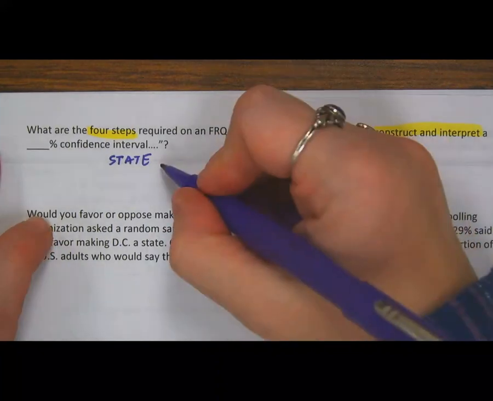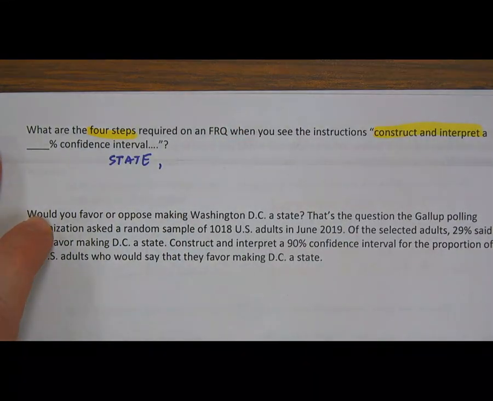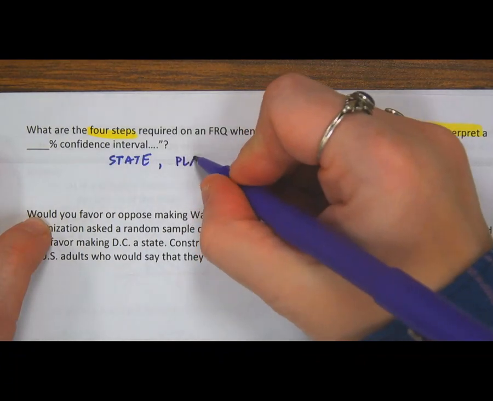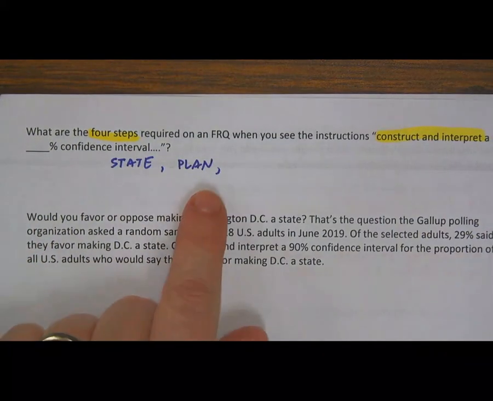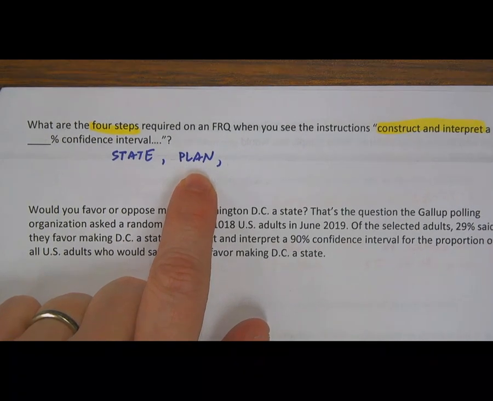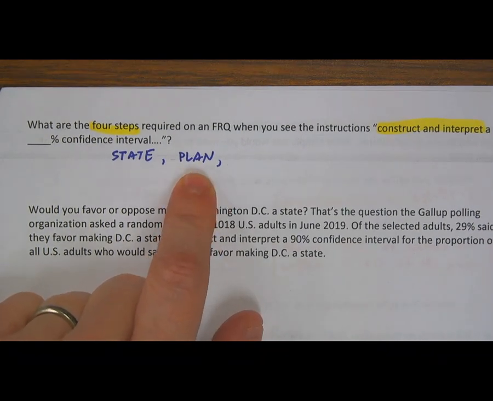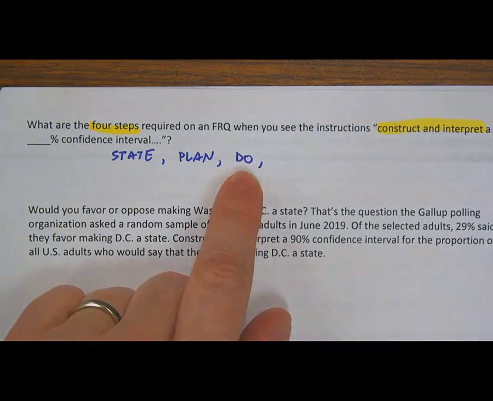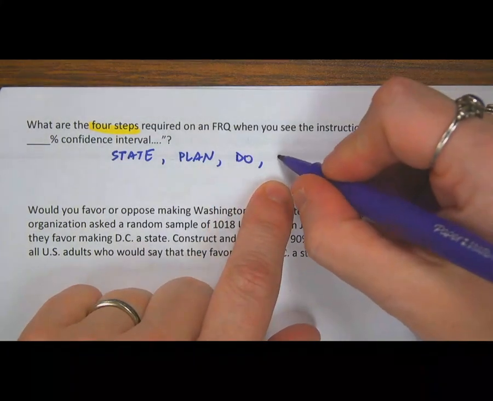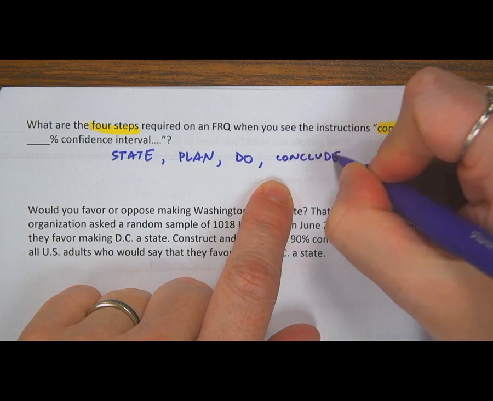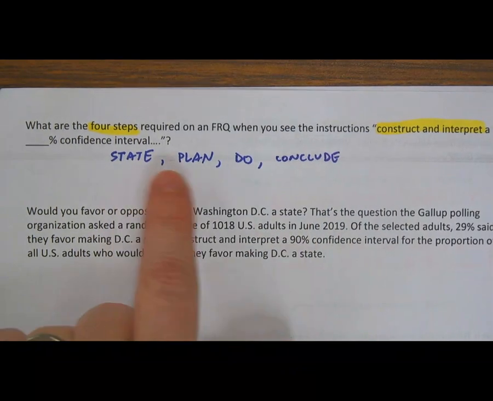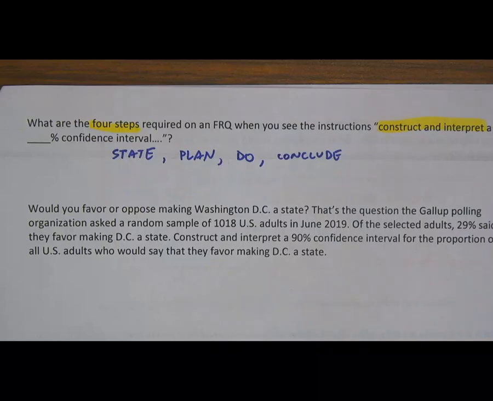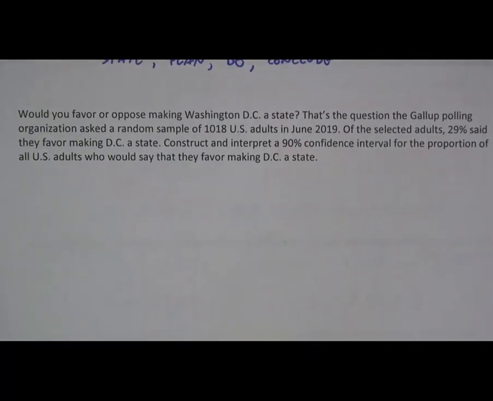I'll show you what that looks like. That's the first step, is to state what the task is. And then you're going to show that you're planning on it, which means you're going to check all the conditions have been met. That's going to go in the plan piece, and you're going to write what the test is called that you're performing. And then you're going to do, that's where you actually calculate, you crunch the numbers, use the formula, figure out your confidence interval, and then conclude is where you interpret. State, plan, do, conclude. And we're going to practice that right now so you can see exactly what it looks like.